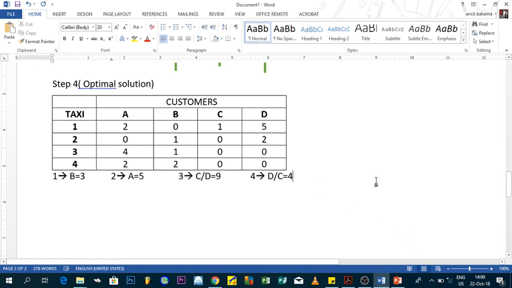So what solution will we have? The first solution will be the total or optimal distance. Optimal distance will be 3 plus 5, which is 8, plus 9, which is 17, plus 4, which gives us 21. 3 plus 5 plus 9 plus 4, we get 21. This is the first option, knowing that 3 is allocated to C and 4 is allocated to D.